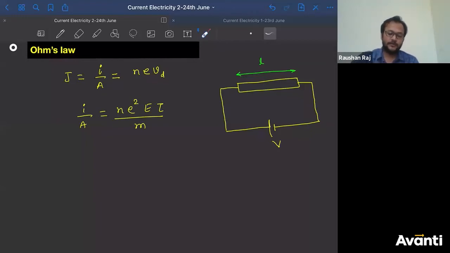Tell me what will be the value of capital E if you know the potential difference across these 2 points is V and the length is L. V by L.